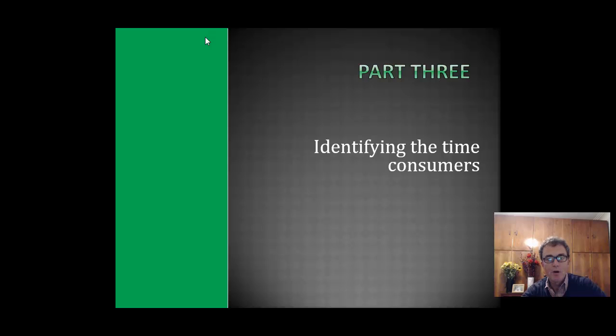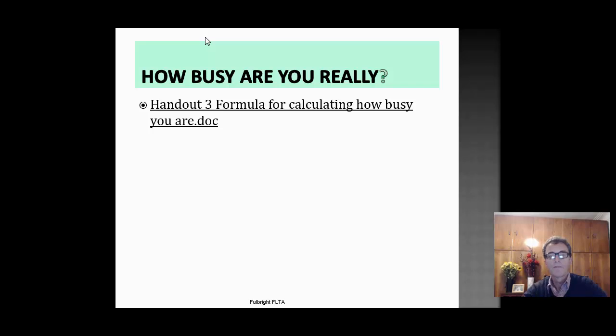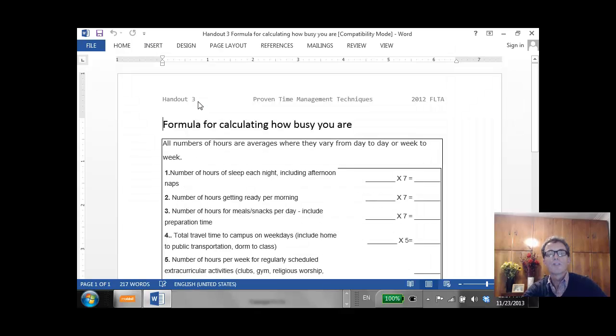We're at part 3 of our session, and for part 3, we're going to talk about what is taking up your time and how much free time you actually have during the week. You're going to need a pen again, or a pencil, and we're going to go to handout number 3, which is a formula for calculating how busy you are.